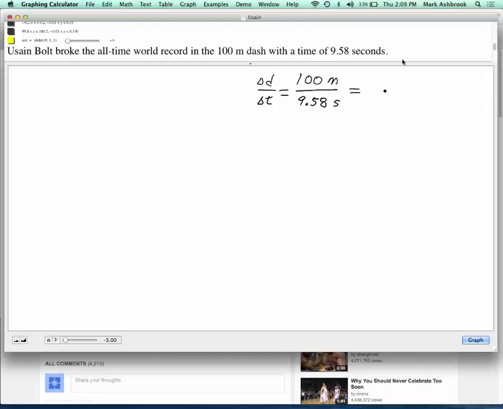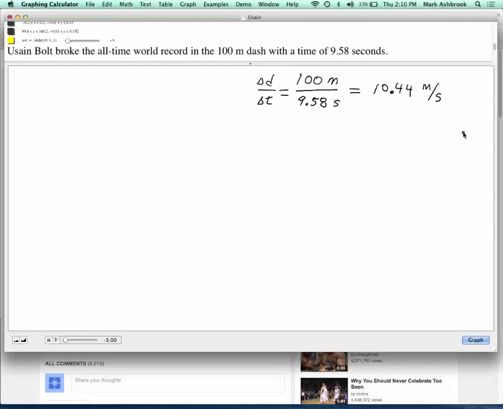And Andrew, what'd you get? We'll go with 10.44. Units? This is how fast he ran. Is that right? That's the average of how fast he ran. So what does that number, 10.44, mean? Dan? That means every second on average, he ran 10.44 meters. How about every second? Did he run 10.44 meters every second?